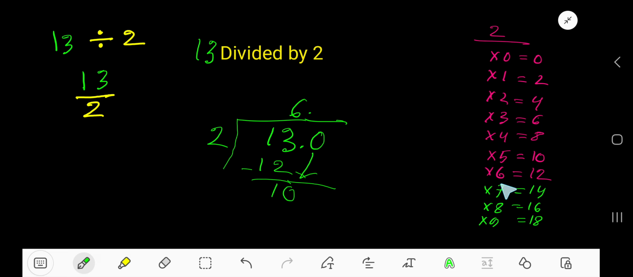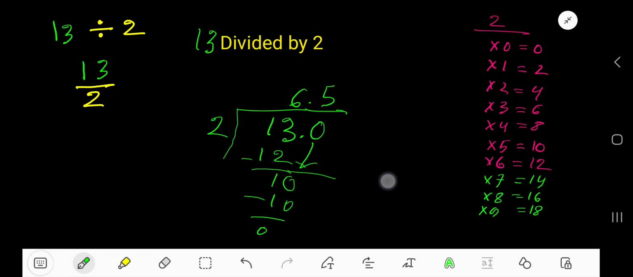2 goes into 10 how many times? 5 times. 5 times 2 is 10, subtract, 0. That is your answer: 6.5. In this case the remainder is 0.